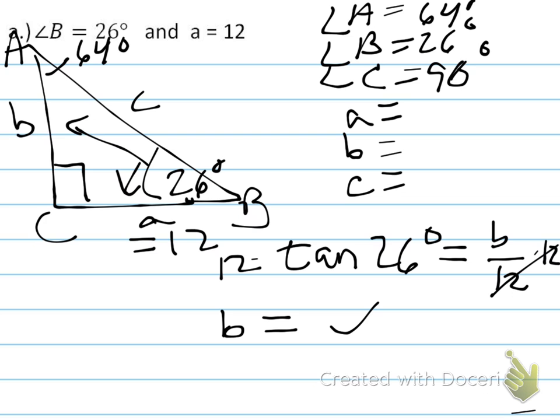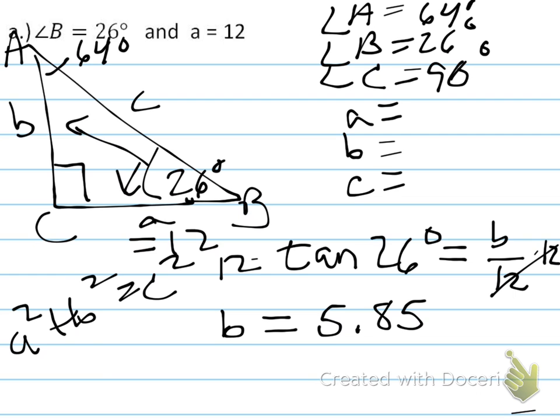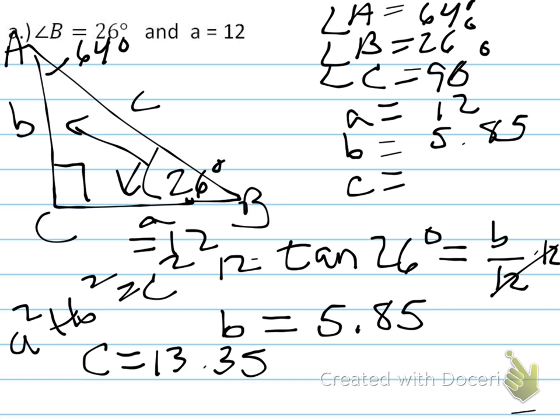I find that this is 5.85. And simply using the Pythagorean Theorem, a squared plus b squared equals c squared, you should have found that c equaled 13.35. So a was 12, b was 5.85, and c was 13.35.